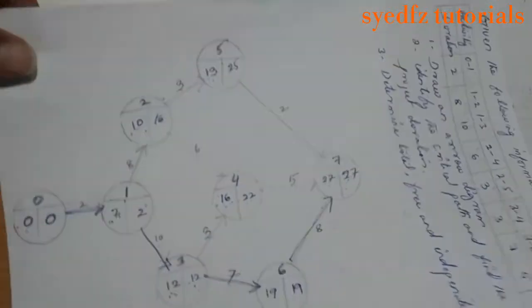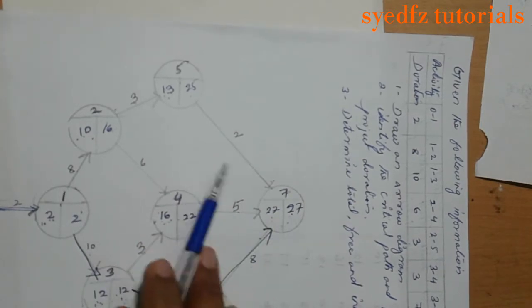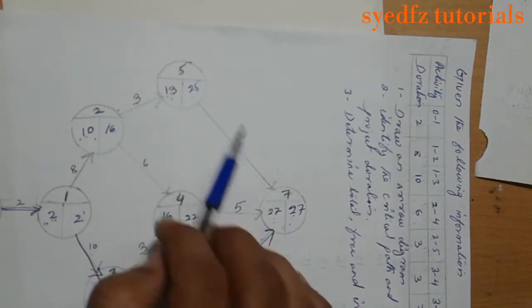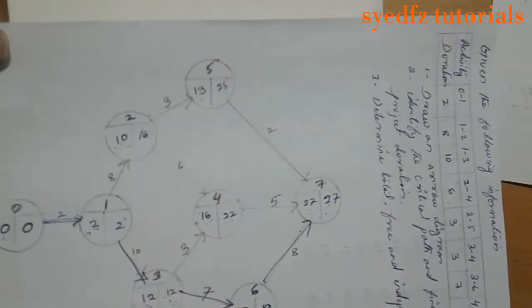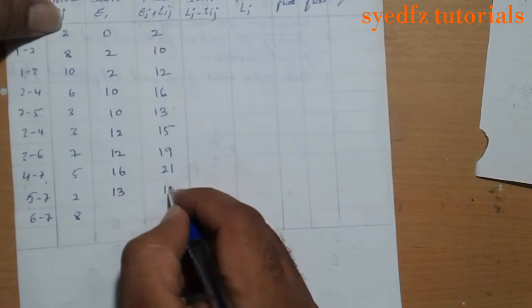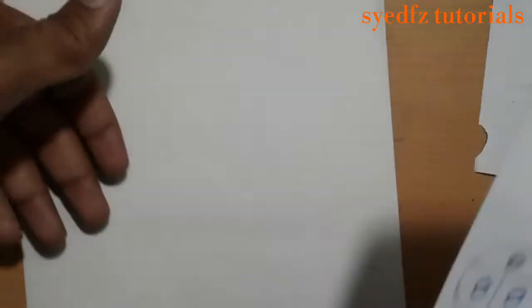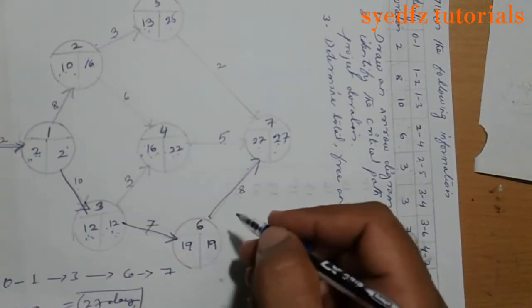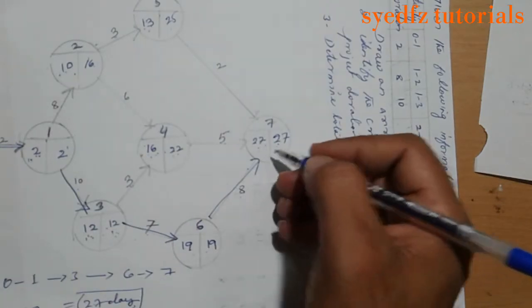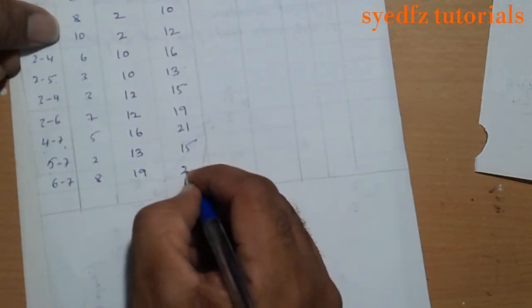Now 5 to 7. Start on 13, adding 2 is 15 only. So take 15, don't take 27, because only this activity we have to calculate. 13 plus 2 is 15. Last, 6 to 7: start on 19 and adding 8 is 27.